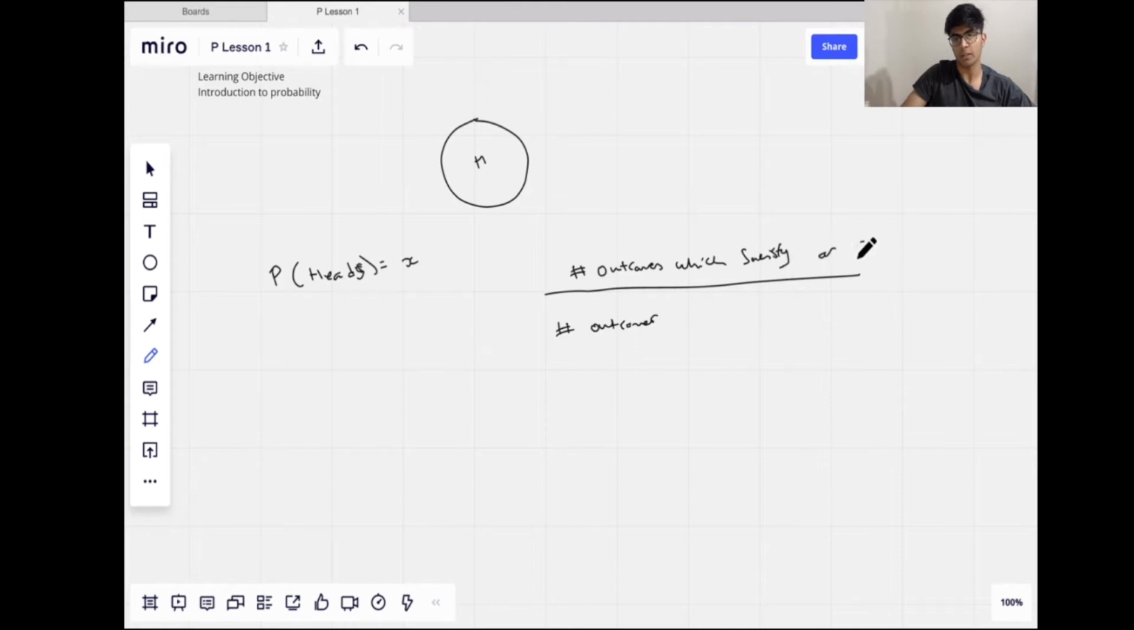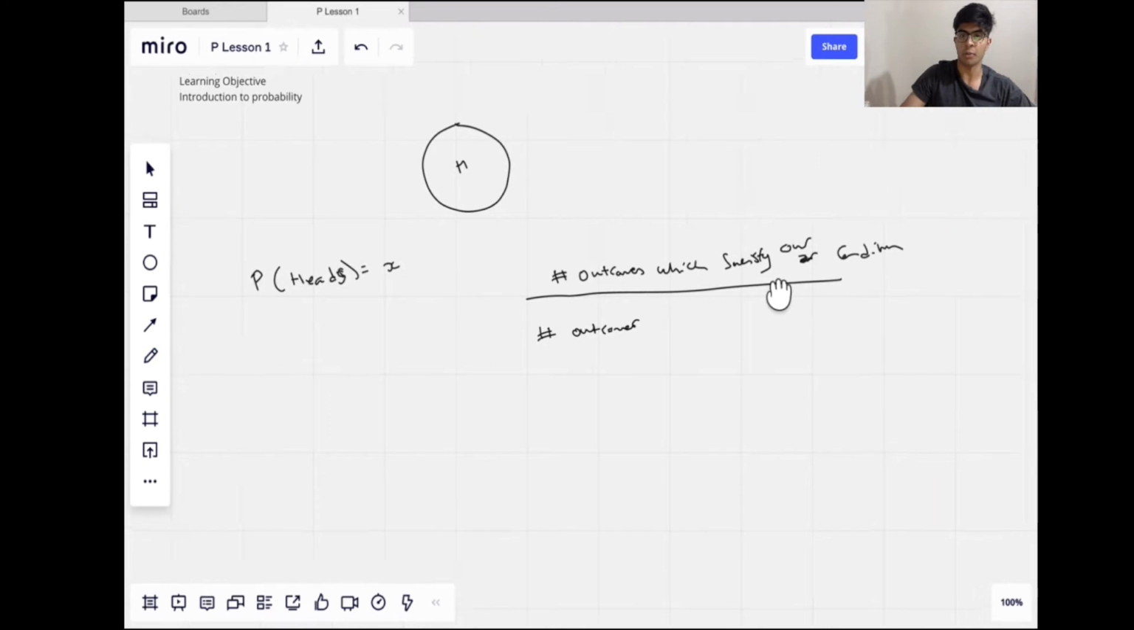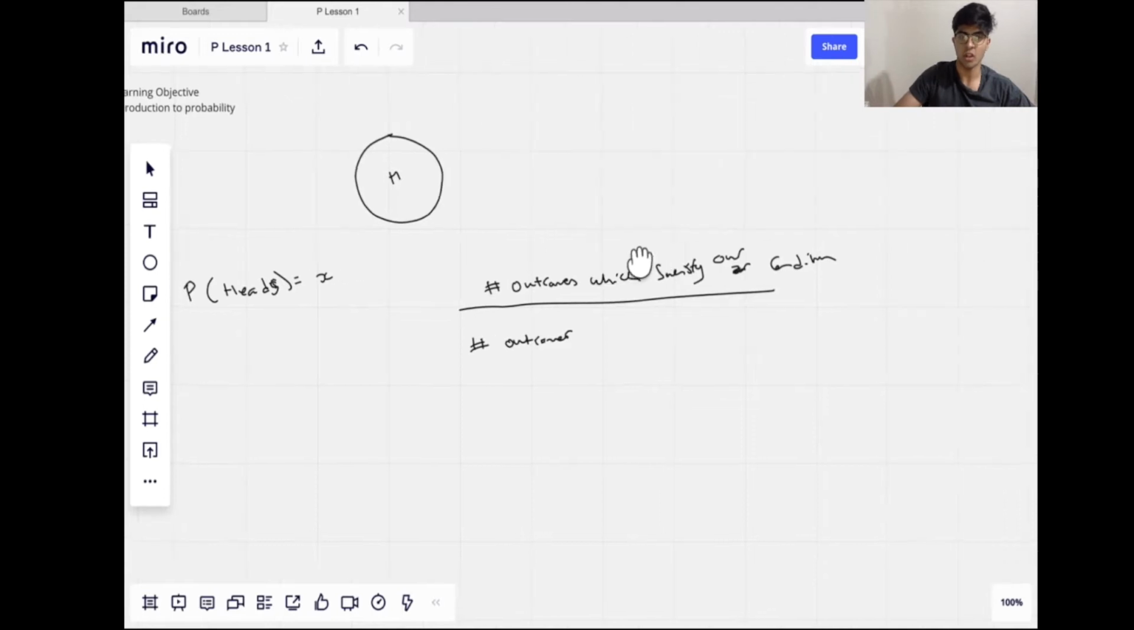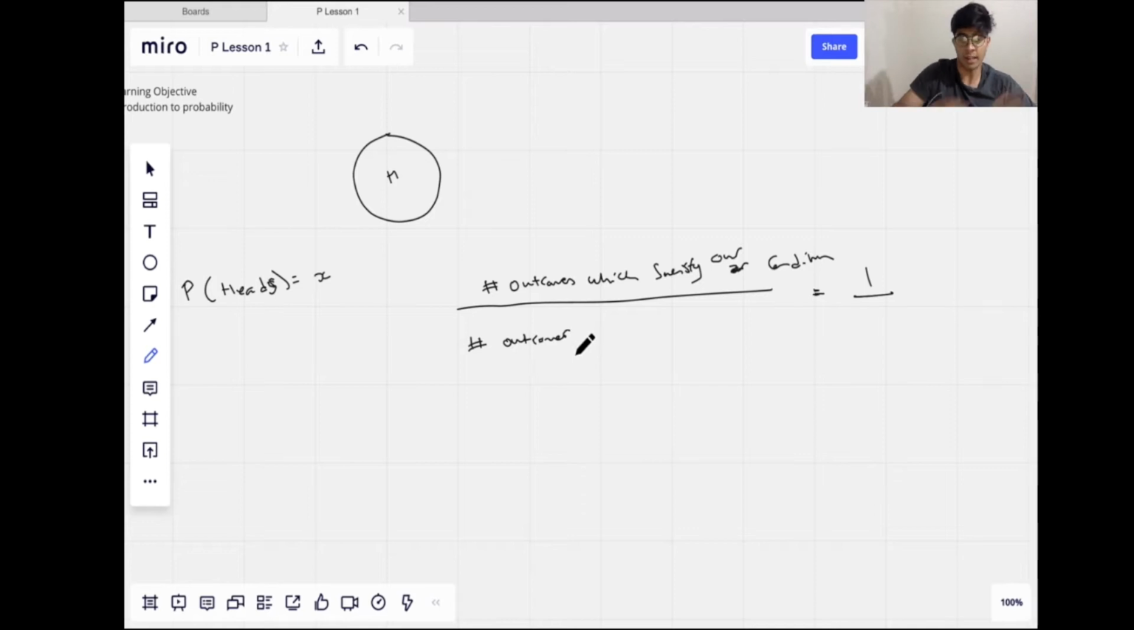Satisfy our condition. Ooh, I spelled that wrong. So the number of outcomes that satisfy the condition: there's only one outcome that satisfies it, right? There's only one time it comes up heads. If it's tails, that's not satisfying our condition. So the top number is 1, and the number of outcomes there are is heads or tails, so there are only 2 outcomes. So our probability is a half, or as a percentage, 50%, or as a decimal, 0.5. This is how we might think about the probability of heads coming up.